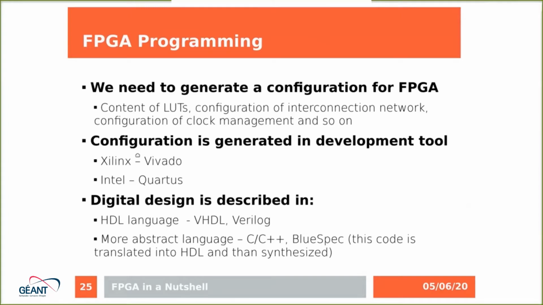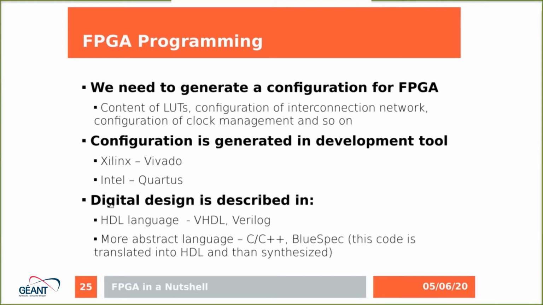Each vendor has its own development tool. We don't have any general tool which can generate the bitstream for all FPGAs because it's just the secret of the vendors how the bitstream looks like, how it's generated, and so on. So in the case of Xilinx, the development tool is called Vivado, and in the case of Intel, it's called Quartus.